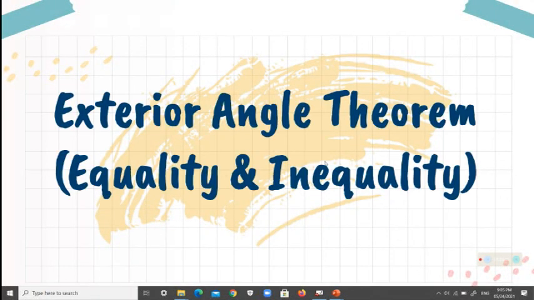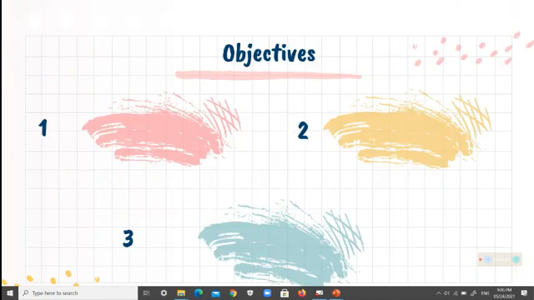Hello, good day. So let's have the fourth topic for our fourth quarter, which is entitled Exterior Angle Theorem. We have two kinds of exterior angle theorem: the exterior angle equality theorem and the exterior angle inequality theorem. Okay? For our objectives, we have the following.